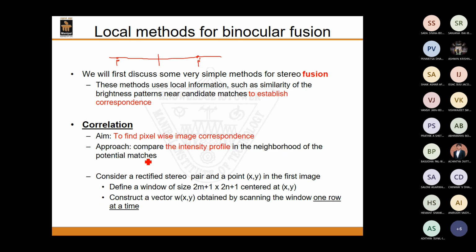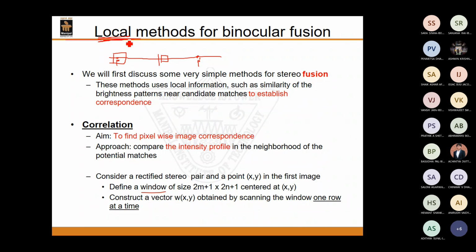One method would be to compare the intensity profile in the neighborhood of the potential matches. We define a window of a particular size, centered at the point we are considering, a small neighborhood. Then along this particular line, you construct the same size neighborhood, and we try to find the correlation between these windows. This is a window based approach, and you call it the local method. It is a localized method for binocular fusion.